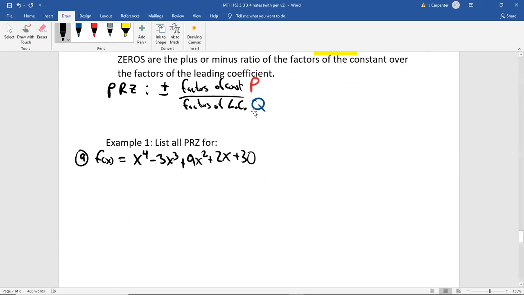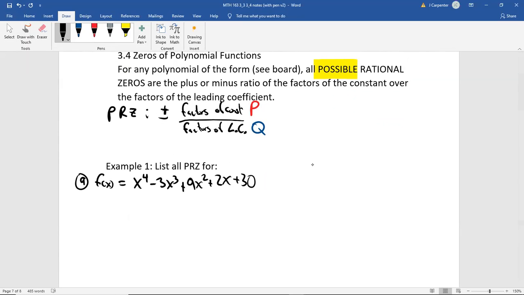So list all the possible rational zeros for this polynomial. Now, all we're worried about for the possible rational zeros is none of this middle jazz. This problem, I don't care about any of that stuff. I'm going to pretend it's not even there. I'm going to undo this, of course, but I'm only interested in the leading term and the constant.